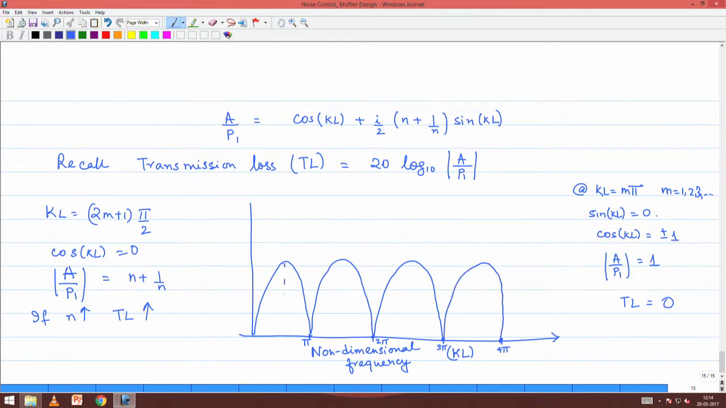So, the maximum will happen at odd multiples of pi by 2: pi by 2, 3 pi by 2, 5 pi by 2 and so on, right, and all of those maximums will be at the same height. You can plot this to verify my statement, and if you change the value of n to a higher number, then you will get more height of these lobes. The lobes will further increase in height.